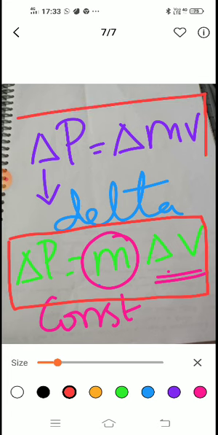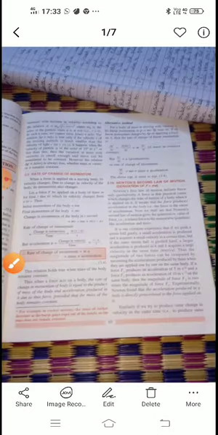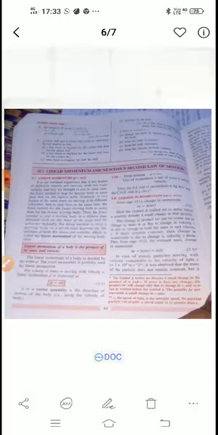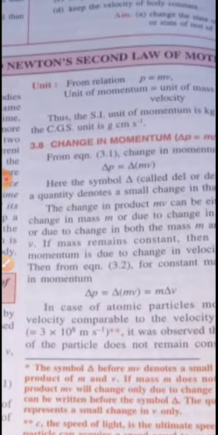Okay, delta p equal to delta m into delta v is not the right expression. This expression suggests both of them will vary, that mass as well as velocity can vary. That is wrong. This you cannot write. Only this way you can write them. So can you see here? Delta p is equal to m delta v.